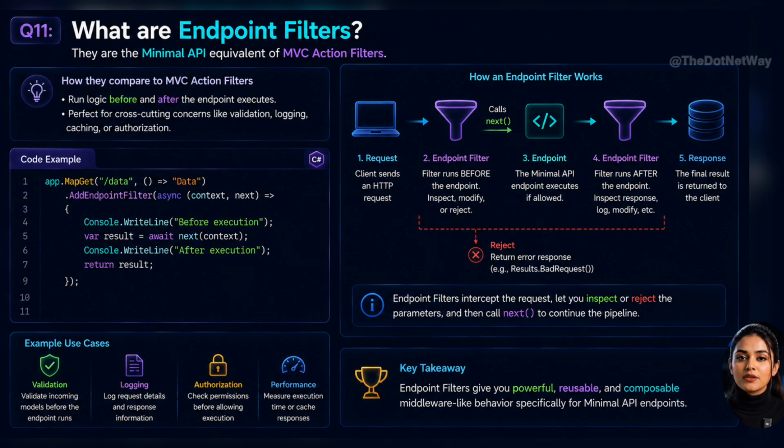You mentioned endpoint filters. How do they compare to MVC action filters? Endpoint filters were introduced in .NET 7. They allow you to run code before and after a minimal API endpoint executes, perfect for validation or logging. It intercepts the request, lets you inspect or reject the parameters, and then calls next to continue the pipeline.